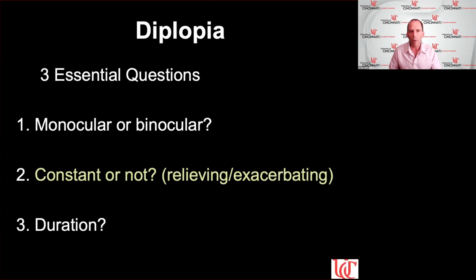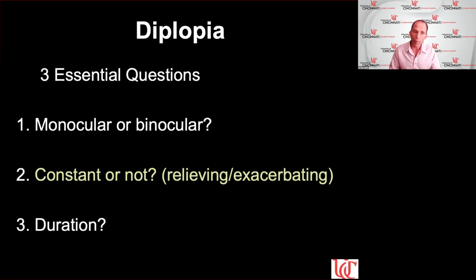And then, of course, the duration is important. How long has the double vision been present? The reason that's important is that one of the more common causes of double vision that I see as a neuro-ophthalmologist is the microvascular or vasculopathic cranial nerve palsy, 3, 4, or 6, and that's related to hardening of the arteries. And that virtually always goes away in 3 months.